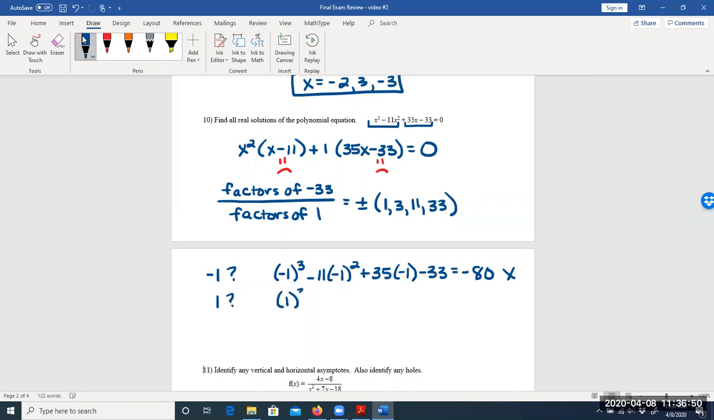Let me try positive 1. So this time I'm going to get 1 minus 11 plus 35 minus 33. So I get negative 8. Okay, not a solution. Maybe I'll try 3. I think that might be the one that works.